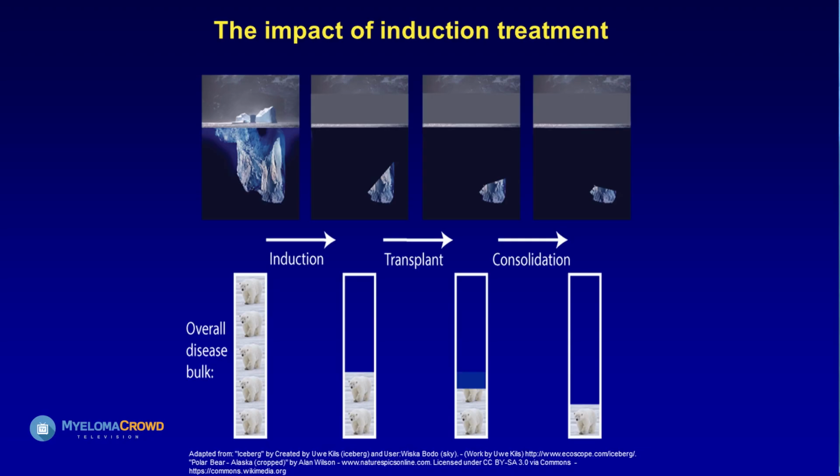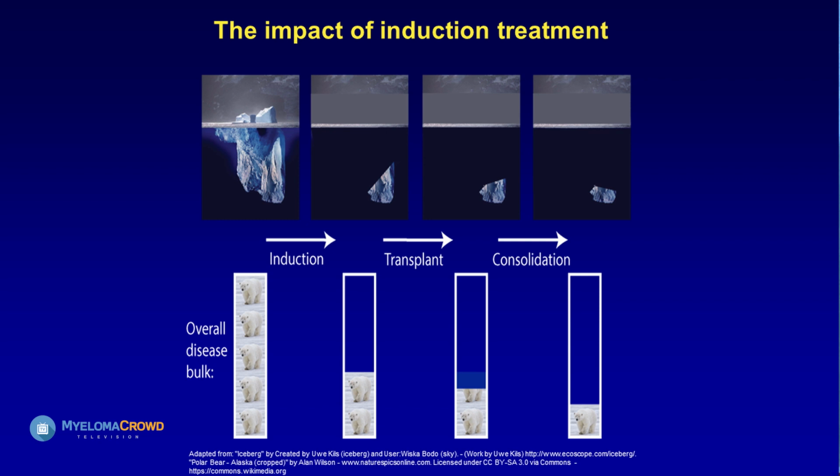If you give a high dose, you kill more. And so with melphalan, that's why 200 milligrams per meter squared is the optimum dose. And if you reduce the dose, you don't get such a good effect. And so back to the iceberg. So we need to just recapitulate this monitoring thing.